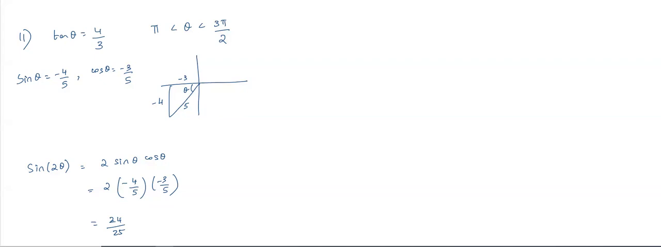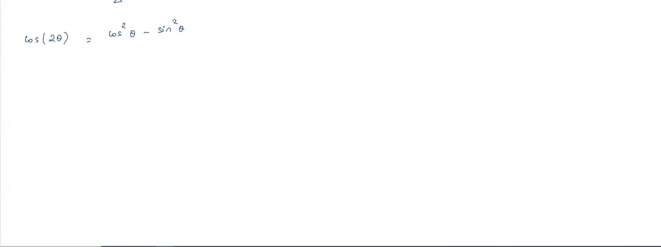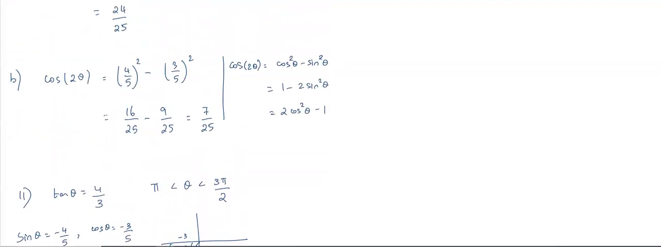Now, cosine double angle, you can use the first formula if you want, cosine squared minus sine squared formula. And if you use that, what you will have is cosine is negative 3/5 squared. So here it is very important to use the parentheses so you don't make a mistake with the sign, because a negative when squared is going to become positive. So this becomes 9 over 25 minus 16 over 25, which is negative 7 over 25. Okay. So that is our question 11.